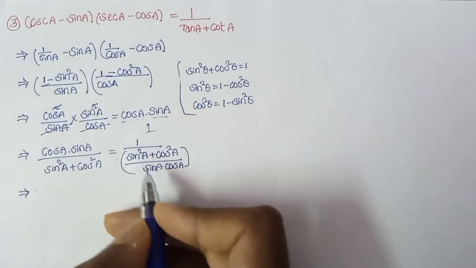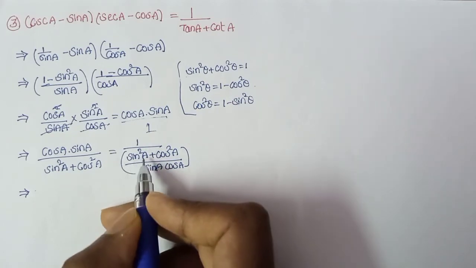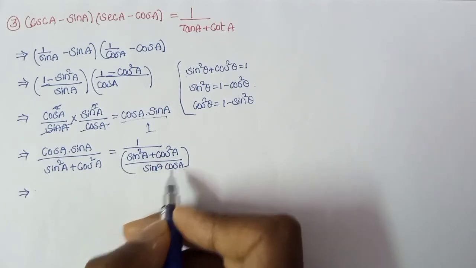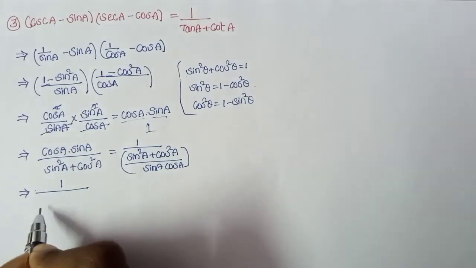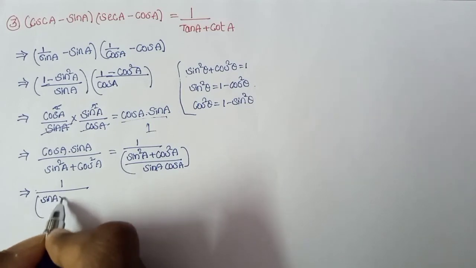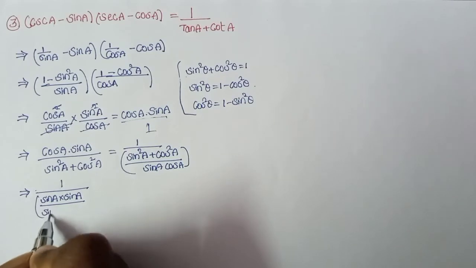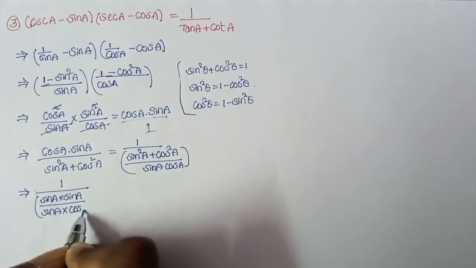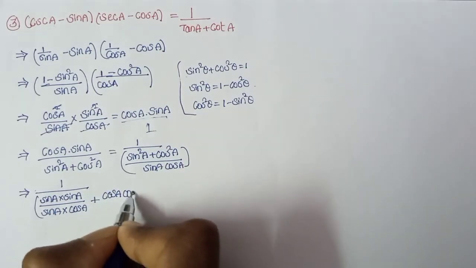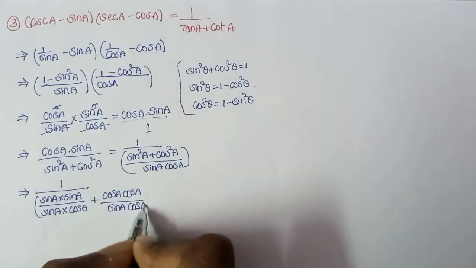Here, sin square A, what does it mean? Sin square A means sin A into sin A, and in the denominator sin A cos A. I think if I break it, it will be simpler for you. Here sin square A means sin A into sin A, divided by the denominator, which is sin A into cos A, plus cos square A, that is cos A into cos A, divided by sin A into cos A.